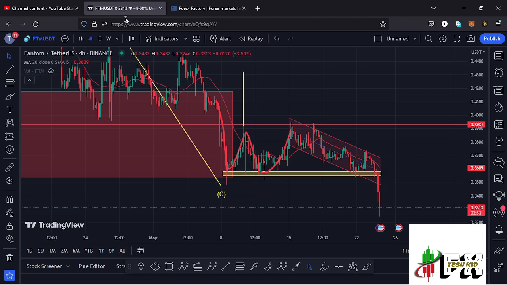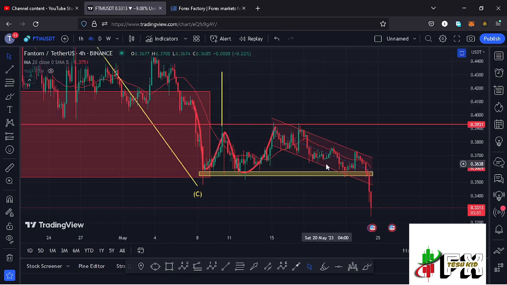the Fantom chart, where you can see that on the charts we have lost the 20-day MA here on the 4-hour chart, which is now acting as resistance. We have also lost a key significant area of support at around the $0.3572 mark, which is the area highlighted on the charts using that yellow target area.